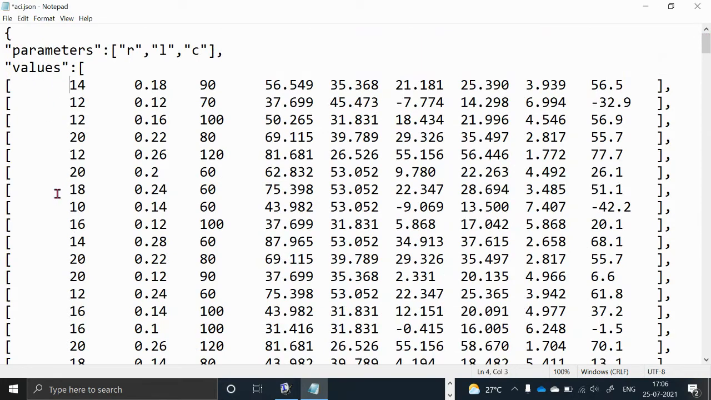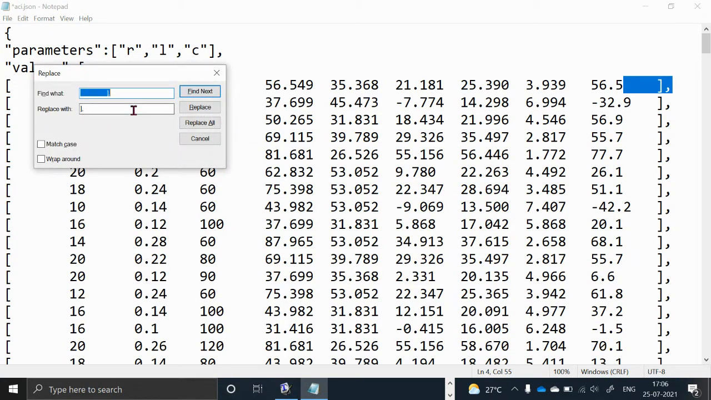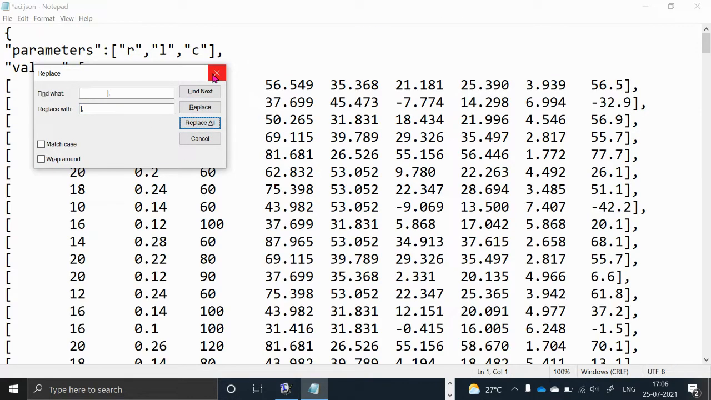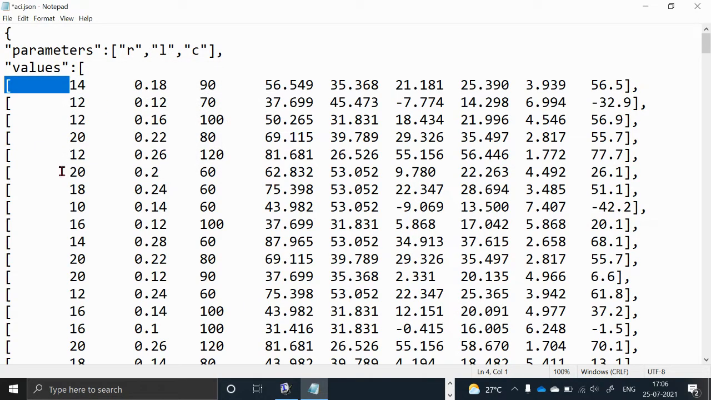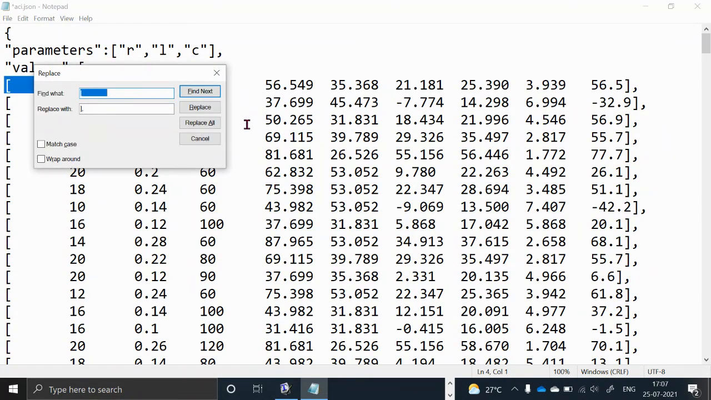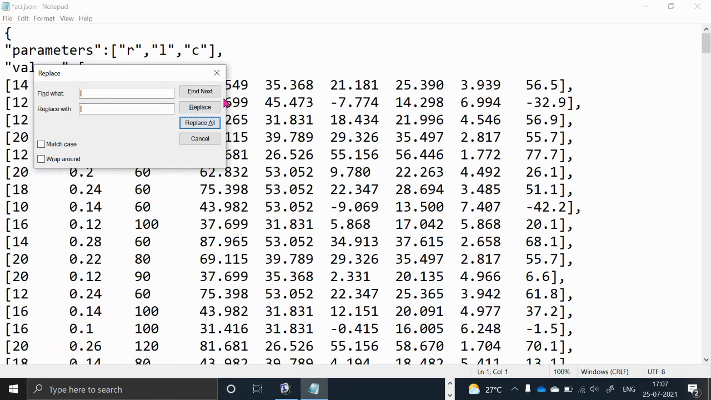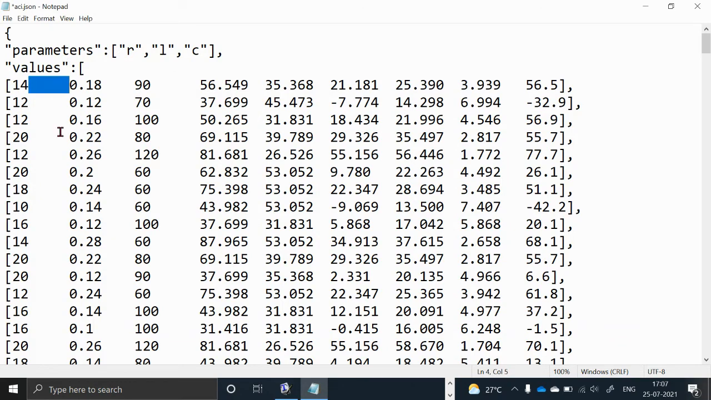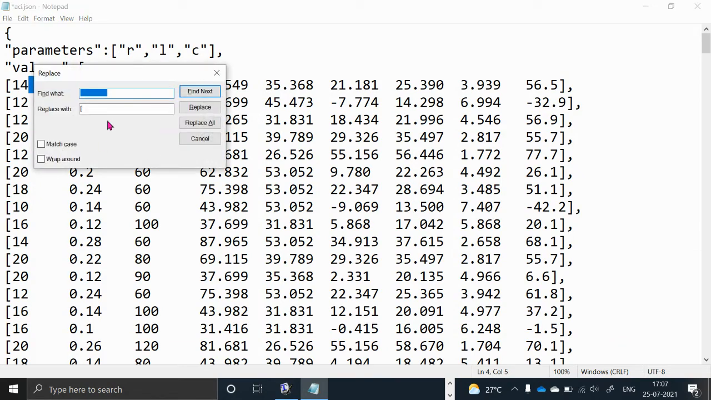Okay, so now I can simply replace. So first let me replace this. Control C, Control H, and this one I will replace with like this. Next, I will replace this Control C, Control H, and replace all. And then all the tabs I will replace Control C, Control H.